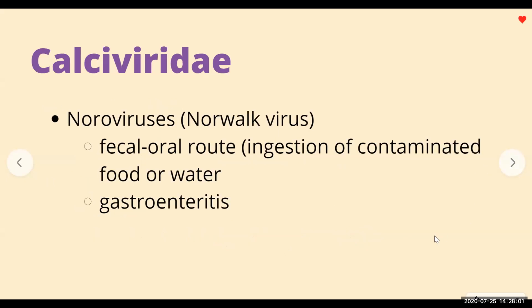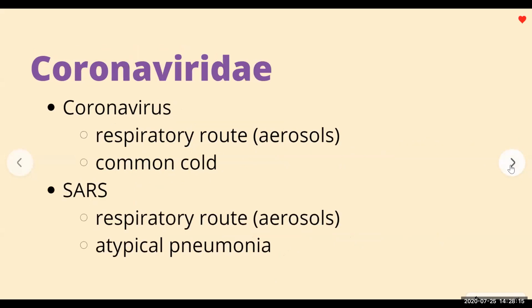Then we have caliciviridae, noroviruses, so gastroenteritis, so very fecal oral route, food or water, so inflammation of the gastrointestinal. Mo lang ni siya ang norovirus. And your coronaviridae, so you're very, ang tawag nito? Sikat ngayon, no? Your coronavirus. So under your coronaviridae, may coronavirus, may SARS. So yung coronavirus is the one that is causing the common cold, yung sipon natin. So, and we get it through aerosol respiratory route.